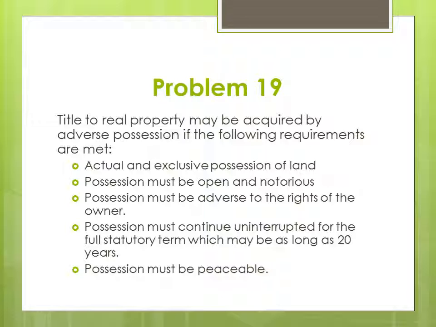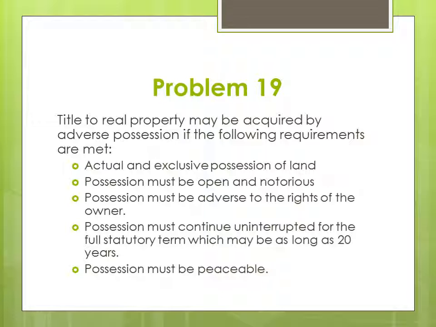So title to real property may be acquired by adverse possession if the following requirements are met, and all of these requirements are needed. Actual and exclusive possession of the land, and it appears that Cranston did have actual and exclusive possession. Possession must be open and notorious, so he was openly occupying the land. He built a fence, a pond, a storage shed. Possession must be adverse to the rights of the owner, so they can't be sharing it equally. So in this case, it would be adverse to the rights of the owner because Moncrief is not occupying the land at the same time.